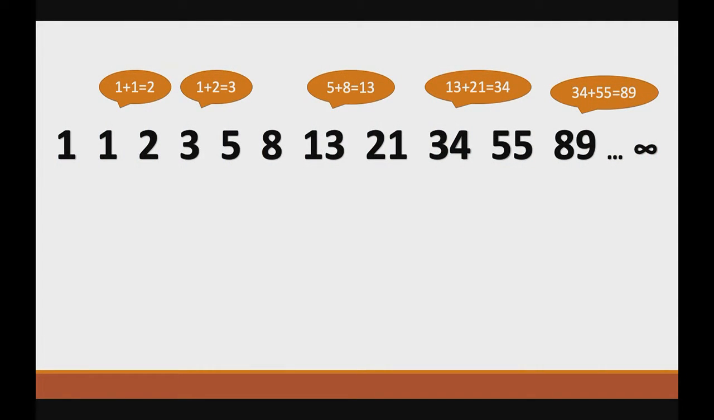If you choose one number, the number 3 is composed by the first one plus the second. 3 plus 5 is equal to 8. 21 plus 34 is equal to 55. It's infinite. Okay?